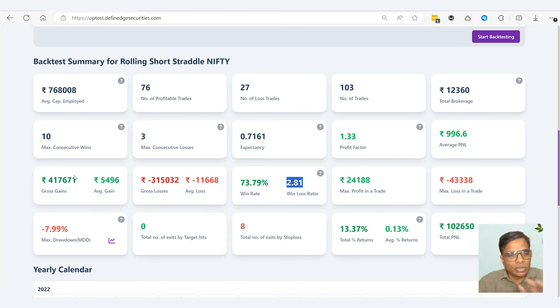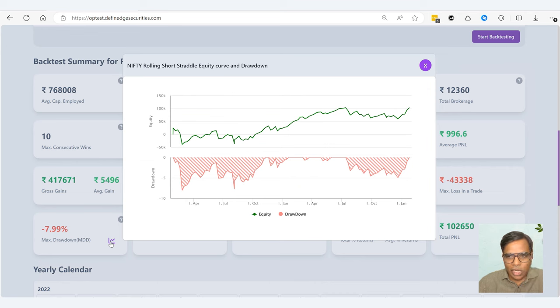And maximum consecutive losses also are good. And your drawdown is also better. That was around 9% earlier. And this is 8% or so. And it's in the beginning, it happens.